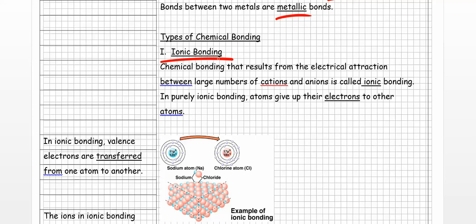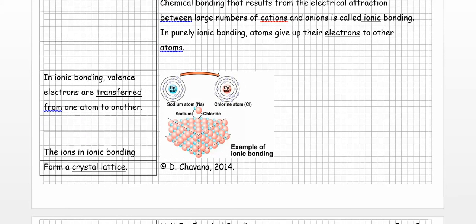Ionic bonding is a type of bonding in which chemical bonding results from the electrical attraction between large numbers of cations and anions. In purely ionic bonding, atoms give up their electrons to other atoms. For example, I used the example just a moment ago of sodium and chlorine. Sodium is going to have a tendency to want to lose an electron. That's true because it's on the left side of the zigzag line, and elements to the left of the zigzag line are going to want to lose an electron. If it's an alkali metal in that first column, they're going to want to lose 1 electron.